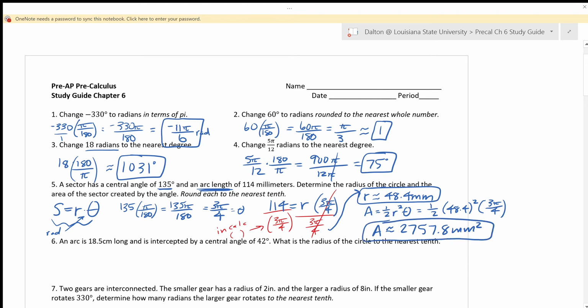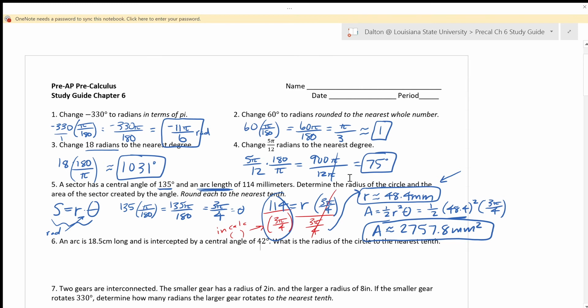That's what happens if you plug this in exactly as you see it here, 48.4. If you leave this value in your calculator with a crazy long decimal, or when you enter in the radius, re-enter 114 divided by 3 pi over 4, you will get the closest answer to the real thing without rounding twice. So that's the deal: you want to round at the very end only, if possible.